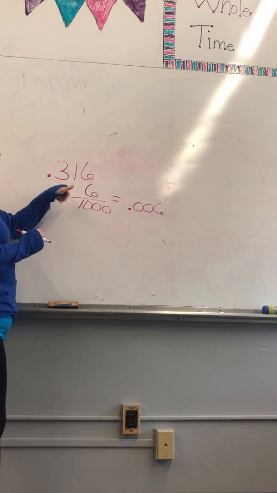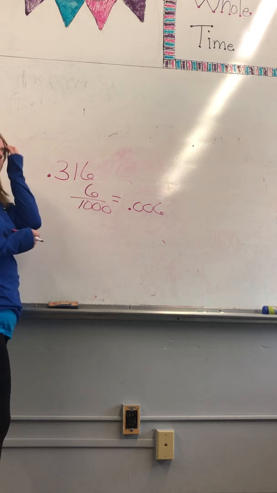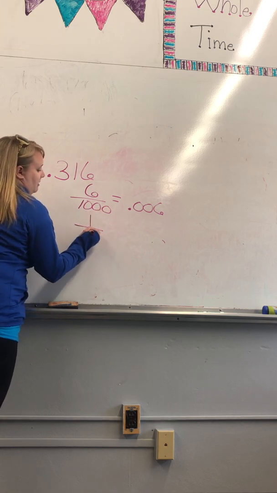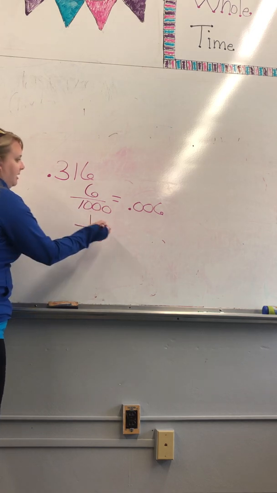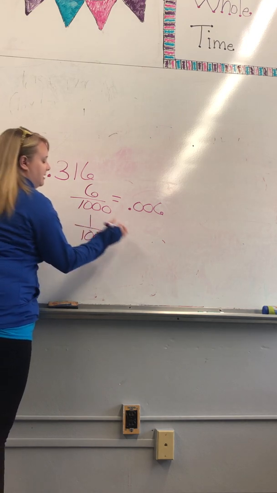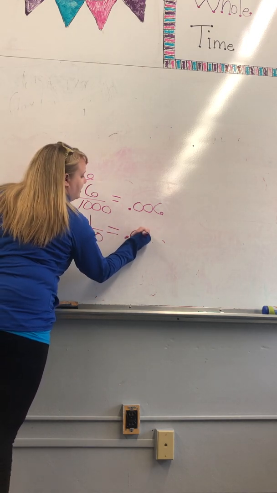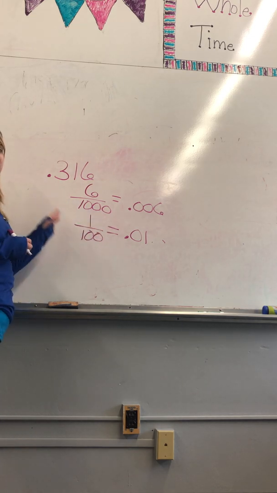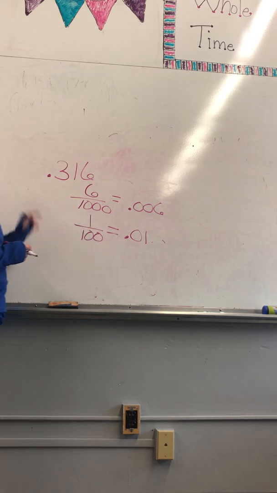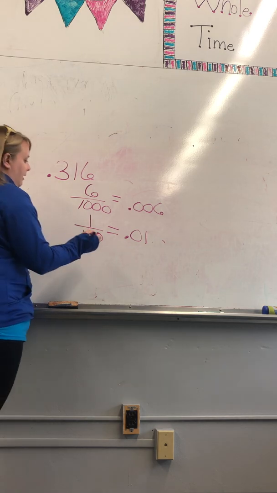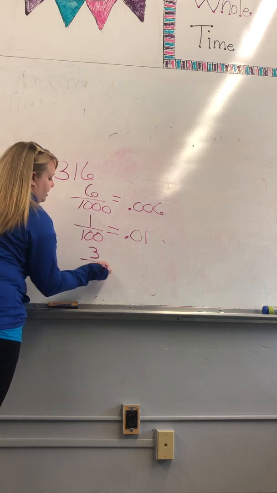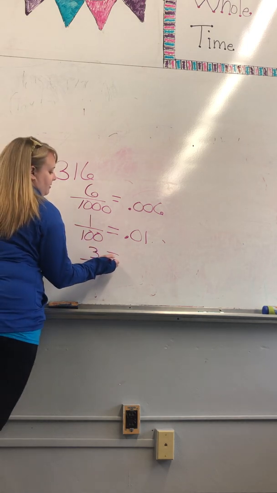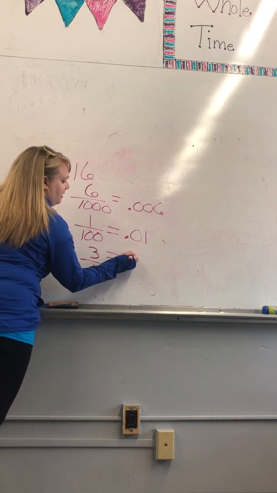Okay, the 1 is in the hundredths place. So to write it as a fraction, I would write 1 over 100. And to write it as a decimal, I would write 1 hundredth. They equal the same thing, just written different ways. Lastly, I have the 3. So written as a fraction, I would write 3 over 10. And written as a decimal, 3 tenths.